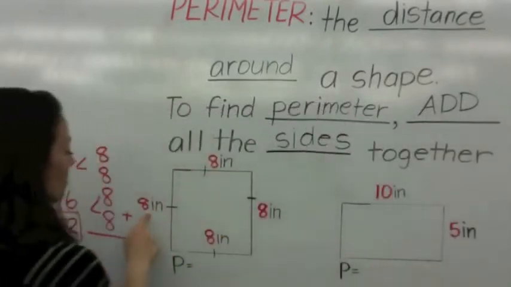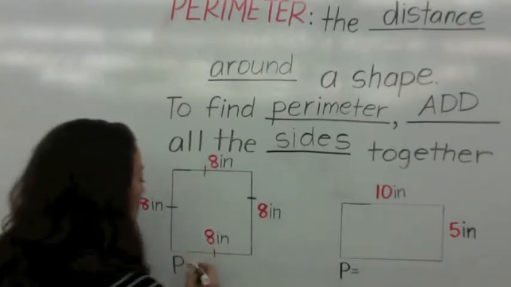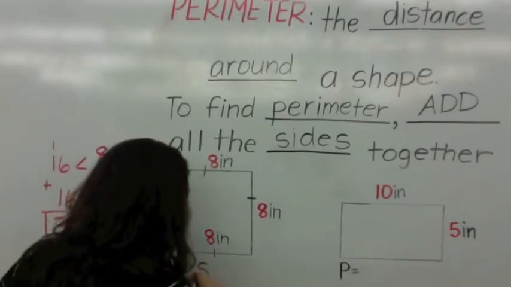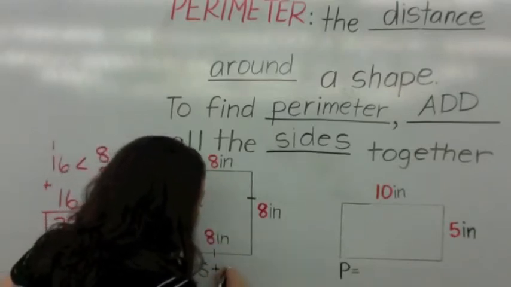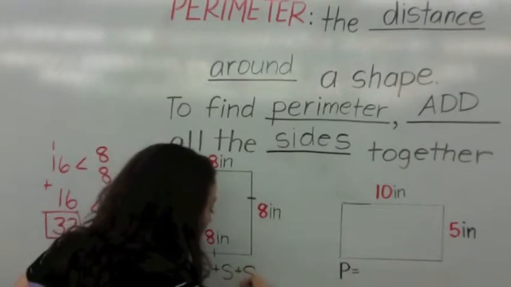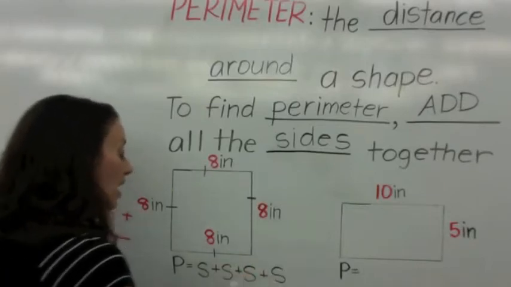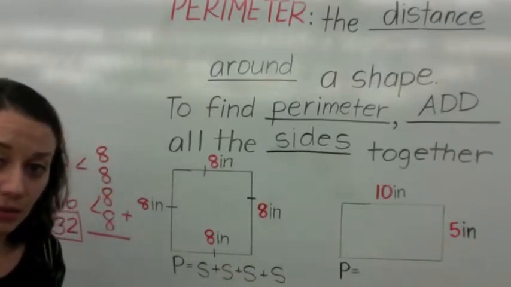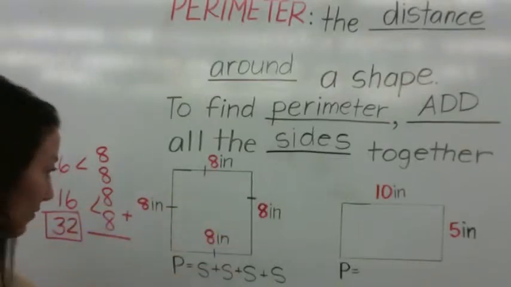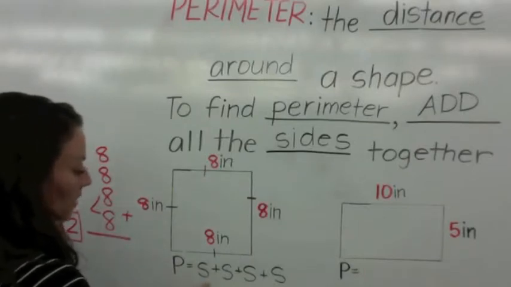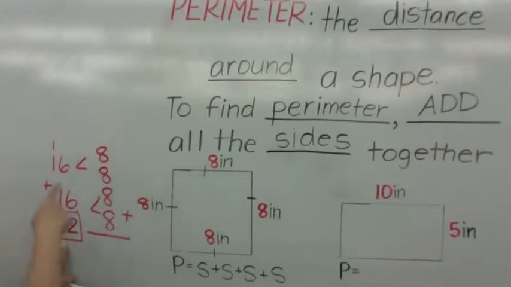Think about it. If all sides are the same, why don't we represent the side with the letter S? What I just did is add all the sides together: this side plus this side plus this side plus this side. So the perimeter equals side plus side plus side plus side, because they're all the same. What is the side? It's 8, so that's the same as 8 plus 8 plus 8 plus 8, which we found is 32.